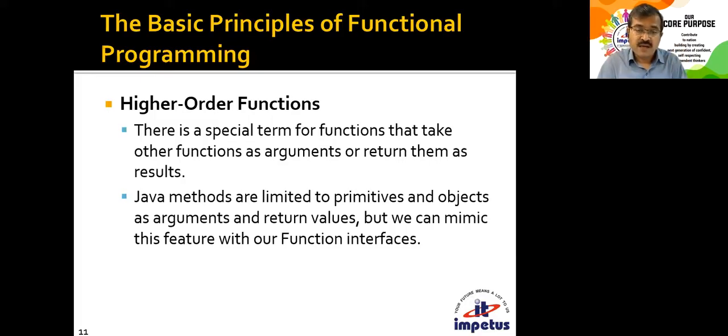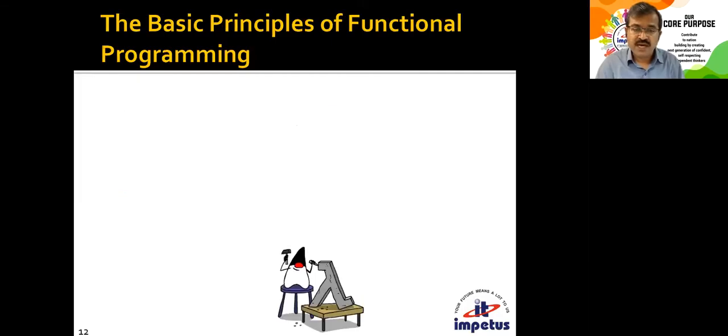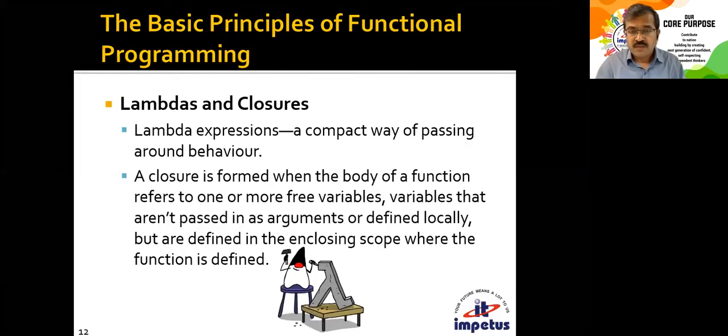Something like this. Higher order functions can now be constructed in Java. And those are the basic principles of functional programming. So functions are first class citizens. You can assign them to a variable, you can store them in a data structure, you can pass them to a function, you can return them from a function. And what we are doing is building higher order functions. Which brings us to this exciting feature of lambdas and closures.